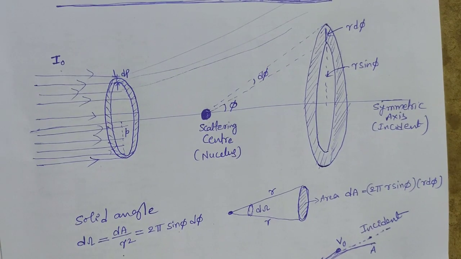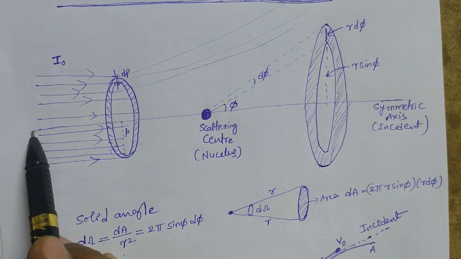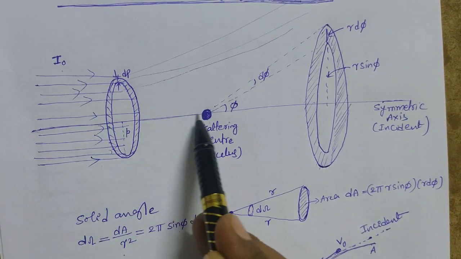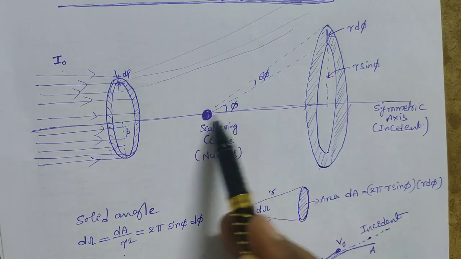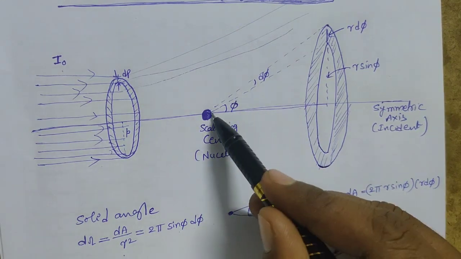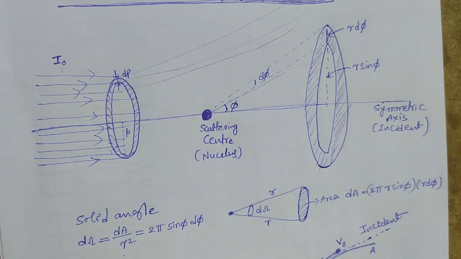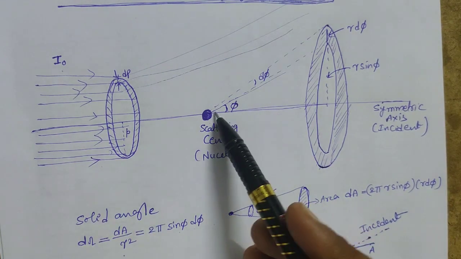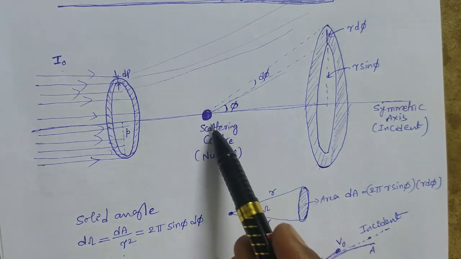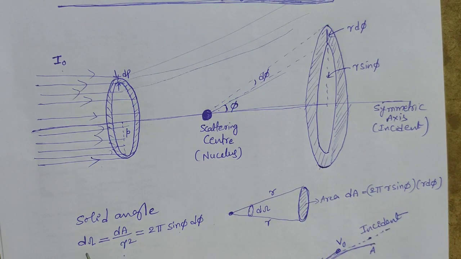The alpha particles are going like this. This is the direction of the incident alpha particles. Of course they will not go straight, they will scatter in this direction. This angle I define as the scattering angle. It will happen in all directions, so it is a three-dimensional phenomenon.